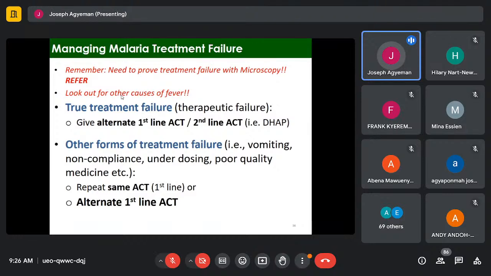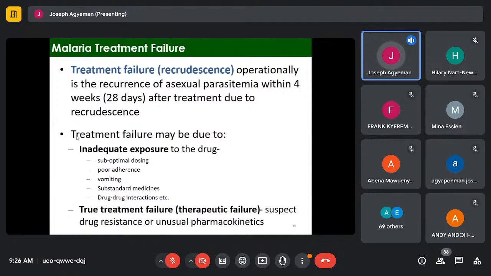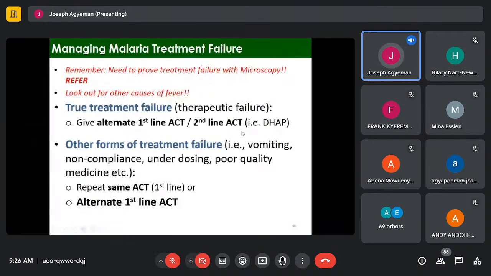Now, if you have a true treatment failure, which means you have done your part, you adhered to treatment, the doses are okay, on point, your drug is top-notch quality, and still the treatment failed. You did not vomit. Everything was okay. All these issues are not there. Suboptimal dosing, poor adherence, vomiting, all these are negative. Yet the treatment has failed. Then possibly your organism is resistant to the treatment.